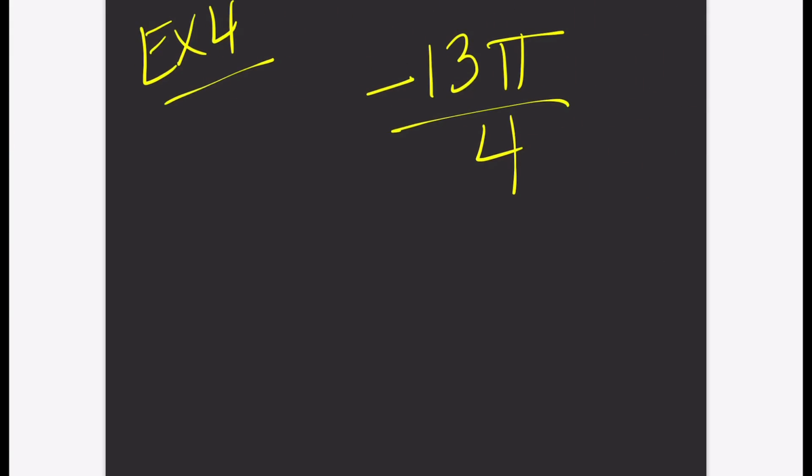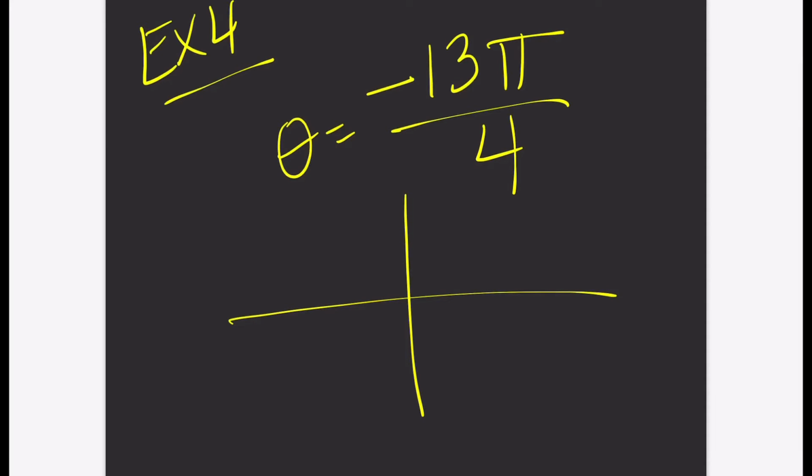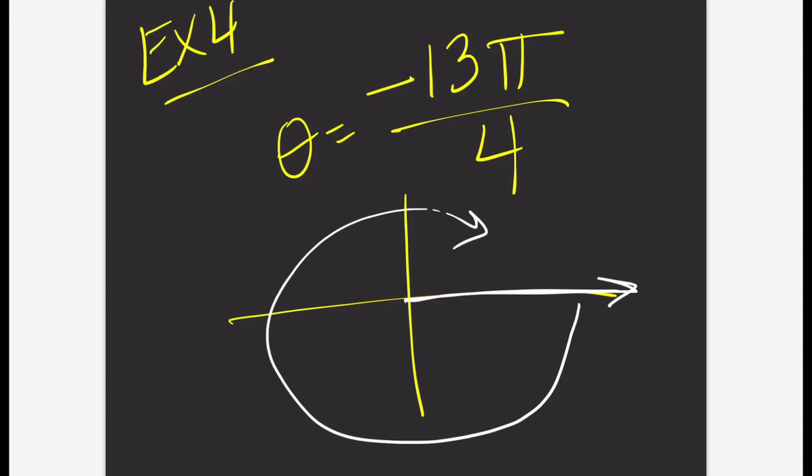So let's graph the following theta. In this problem, theta is equal to negative 13 pi over 4. So let's go ahead and graph it. Here's our coordinate plane. Notice that this time our radian is negative. If you remember from graphing angles in degrees, you know that we're going to go clockwise this time. We're going to start at the same spot, the positive x-axis, and we are going to go clockwise.